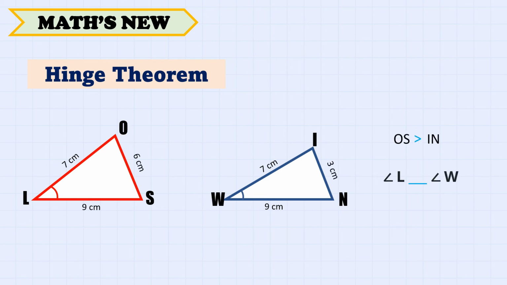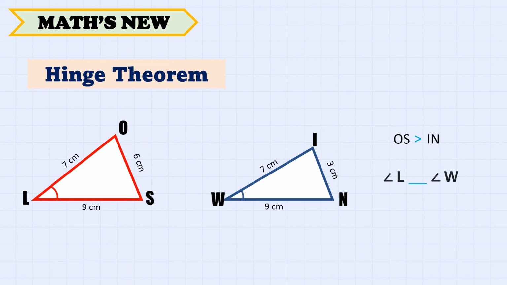Now, how about when the sides are given, and we determine which included angle is greater than the included angle of the second triangle. We have here triangle LOS and triangle WIN. Segment LO is 7 cm. Also, segment WI is 7 cm. Segment LS is 9 cm. Also, segment WN is 9 cm.